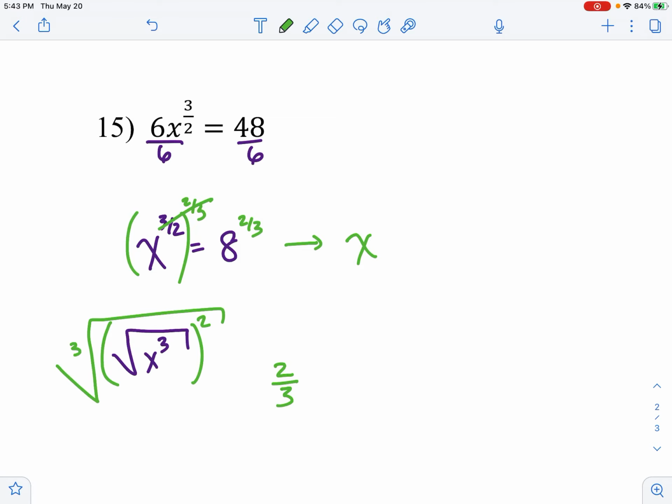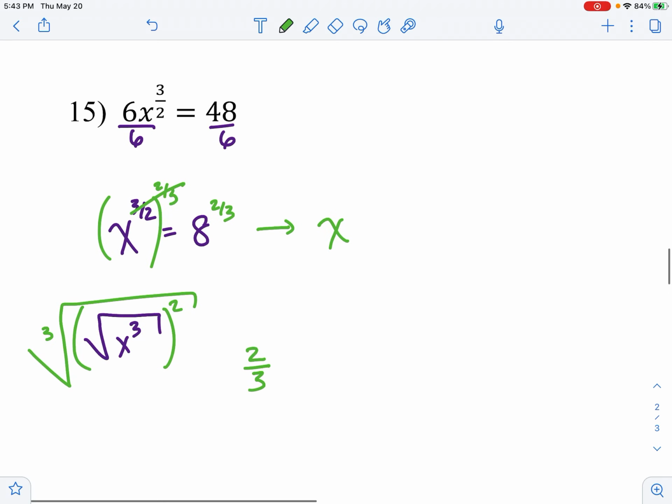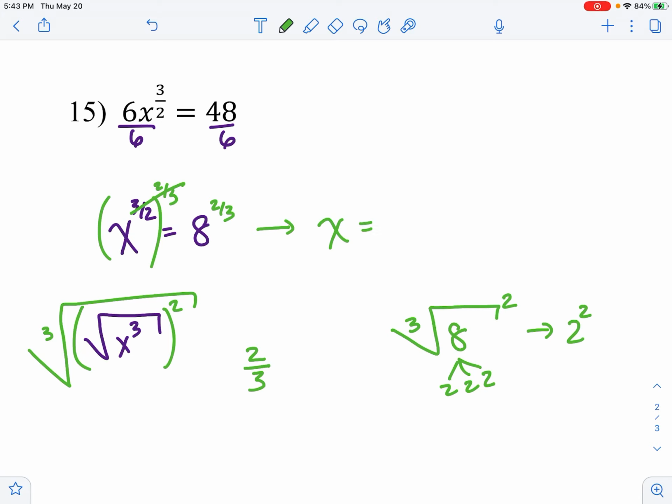I do personally like to think about these as radicals when I'm trying to figure them out. I think it makes a little bit more sense in my head. Let's see, I have the cube root of 8. Do I want to square it? No, because actually I know the cube root of 8. It's just 2 times 2 times 2. So I have 2 squared. That's going to tell me that x is equal to 4.